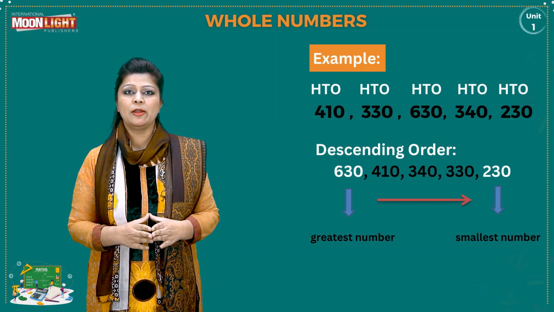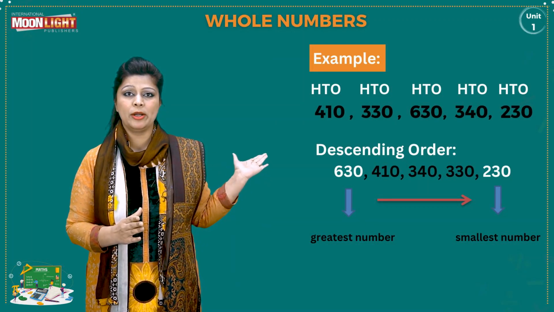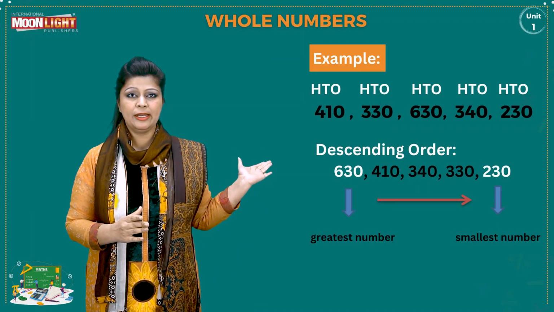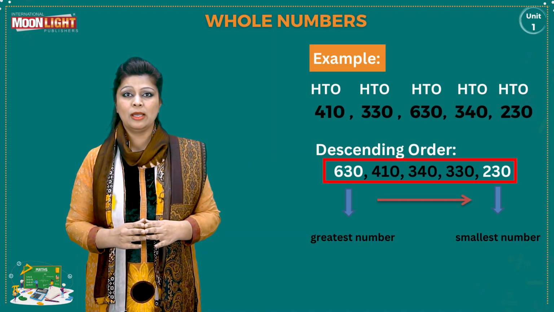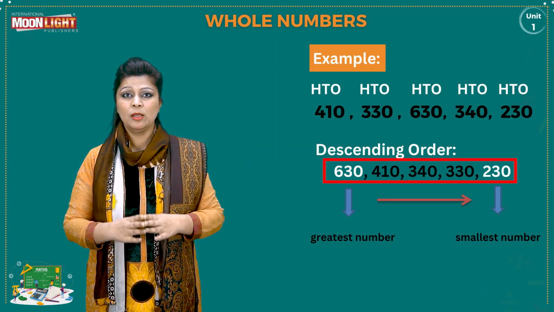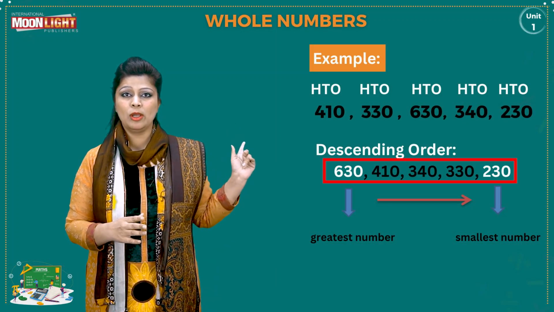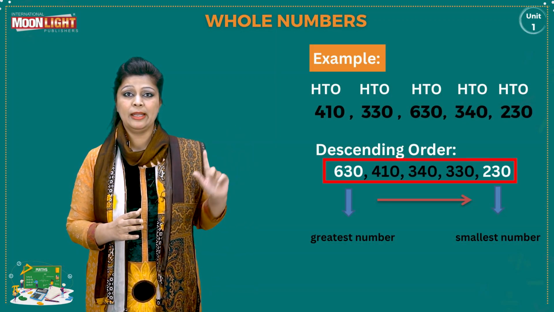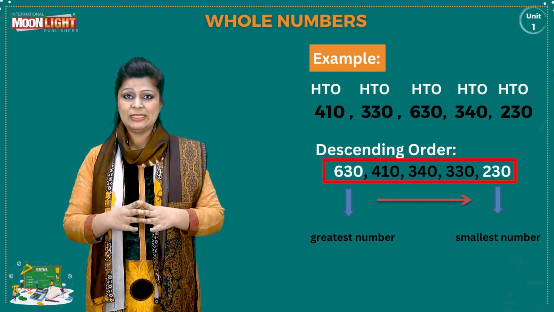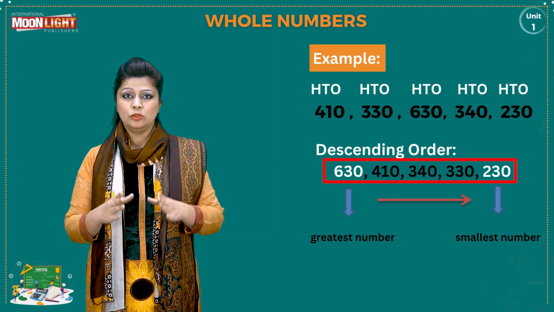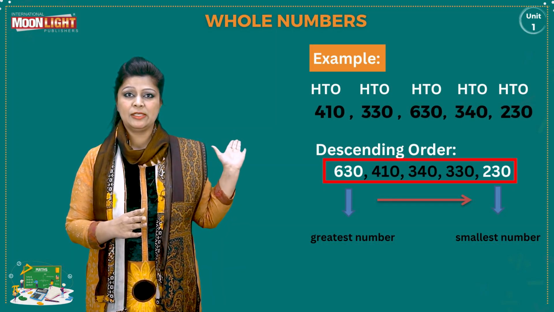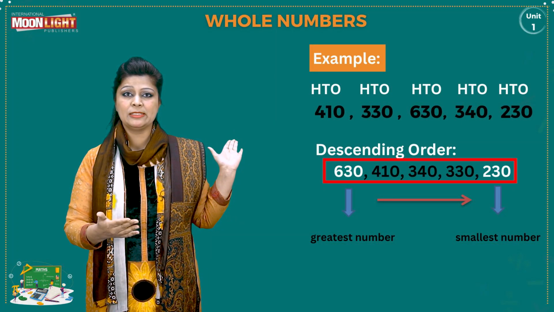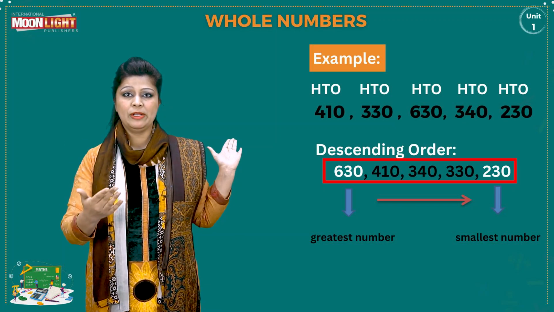So, that is why we are going to start the descending order from the number 630, and then we are going to mark a comma, and after the comma we are again going to check which number is smaller than 630. So, basically we are going to start back counting. In the same way, after 6, which number will come at the 100 place? Yes, 4 will come at the 100 place.